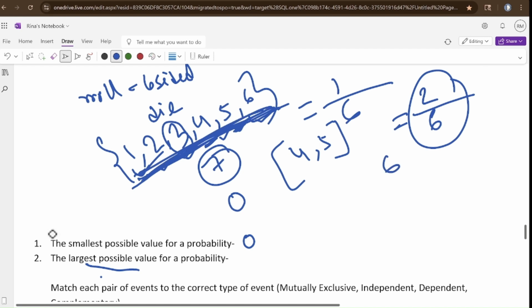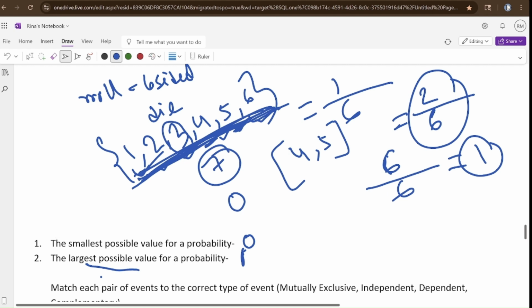It may be 1, it may be 2, it may be 3, 4, 5, 6. You are satisfying the conditions. Your question is getting any number from 1 to 6. So all the favorable outcomes are 6, and the total number of outcomes is 6. So 6 by 6 equals 1. So the largest possible value for a probability is 1.